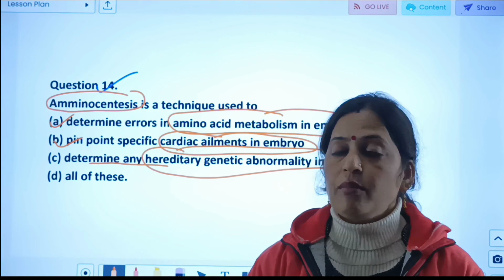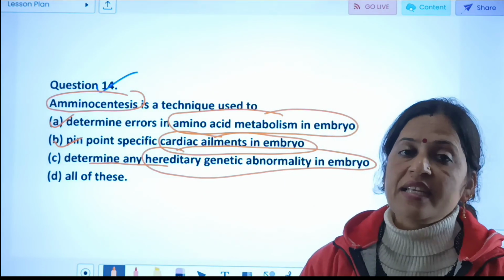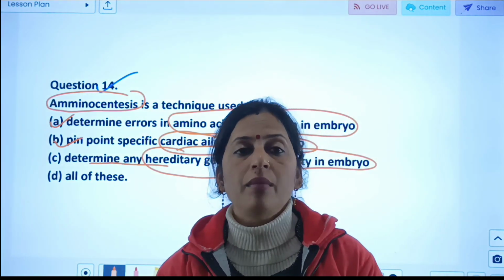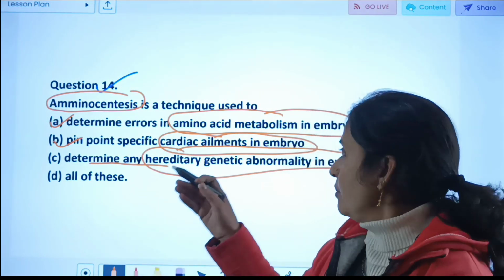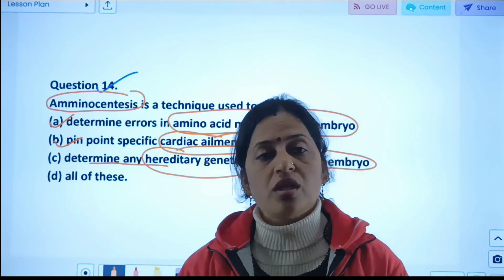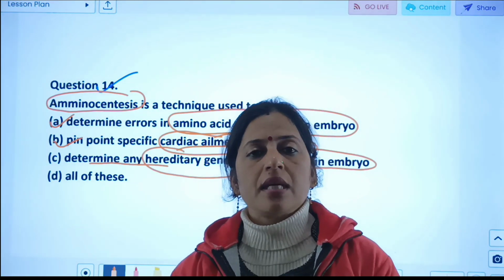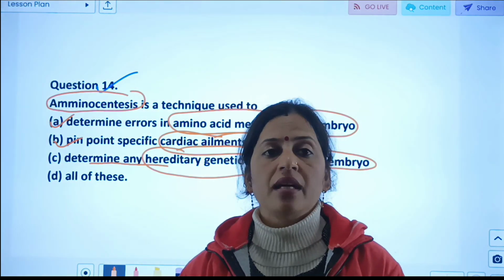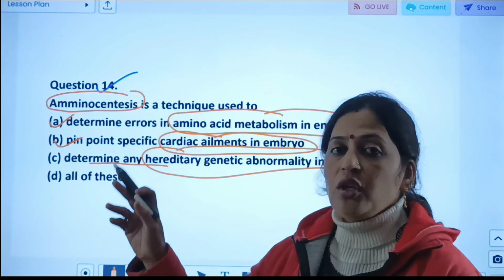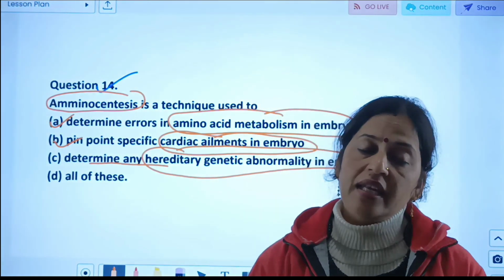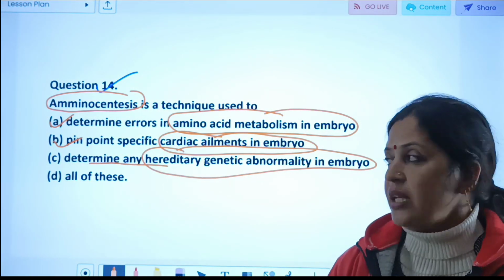एमिनोसिंथेसिस की टेक्निक जो है उसमें हम कोई भी हेरिडिटरी या जेनेटिक एबनॉर्मलिटीज एम्ब्रॉय की उसको जस्टिफाई करने के लिए एमिनोसिंथेसिस टेक्निक का यूज नहीं करते हैं, या फिर पिन पॉइंट स्पेसिफिक कार्डिक मसल्स एलिमेंट्स जो है एम्ब्रॉय की उसको भी जस्टिफाई करने के लिए एमिनोसिंथेसिस टेक्निक का यूज नहीं किया जाता है. बट एमिनोसिंथेसिस टेक्निक का यूज वहीं पर किया जाता है जहां पर हम डिटरमाइन करते हैं जो भी एरर्स होते हैं अमीनो एसिड मेटाबॉलिज्म के एम्ब्रॉय में. उस टेक्निक की हेल्प से हम इन एरर्स को डिटरमाइन कर सकते हैं.